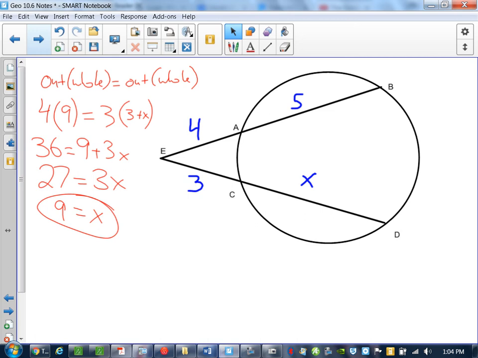Outside whole, outside whole. Okay? To get that whole segment, you're just adding them together. Don't multiply, you're adding them together. So I showed you the easy version of that.